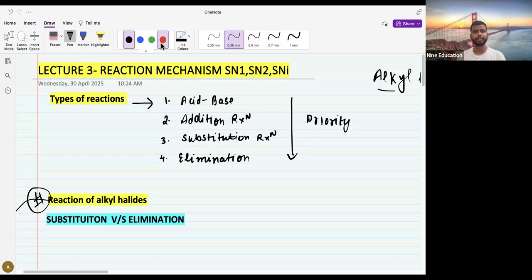First of all, in any reaction that is occurring, we will always check for the acid base reaction. Then we will go to addition reaction. Then we will go to substitution. And the last priority should be the elimination reaction.